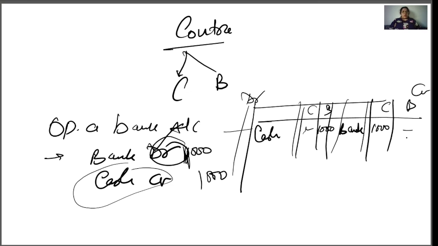Another contra entry will be withdraw money. Withdraw money from bank. So if you withdraw money, in the folio you need to write C.